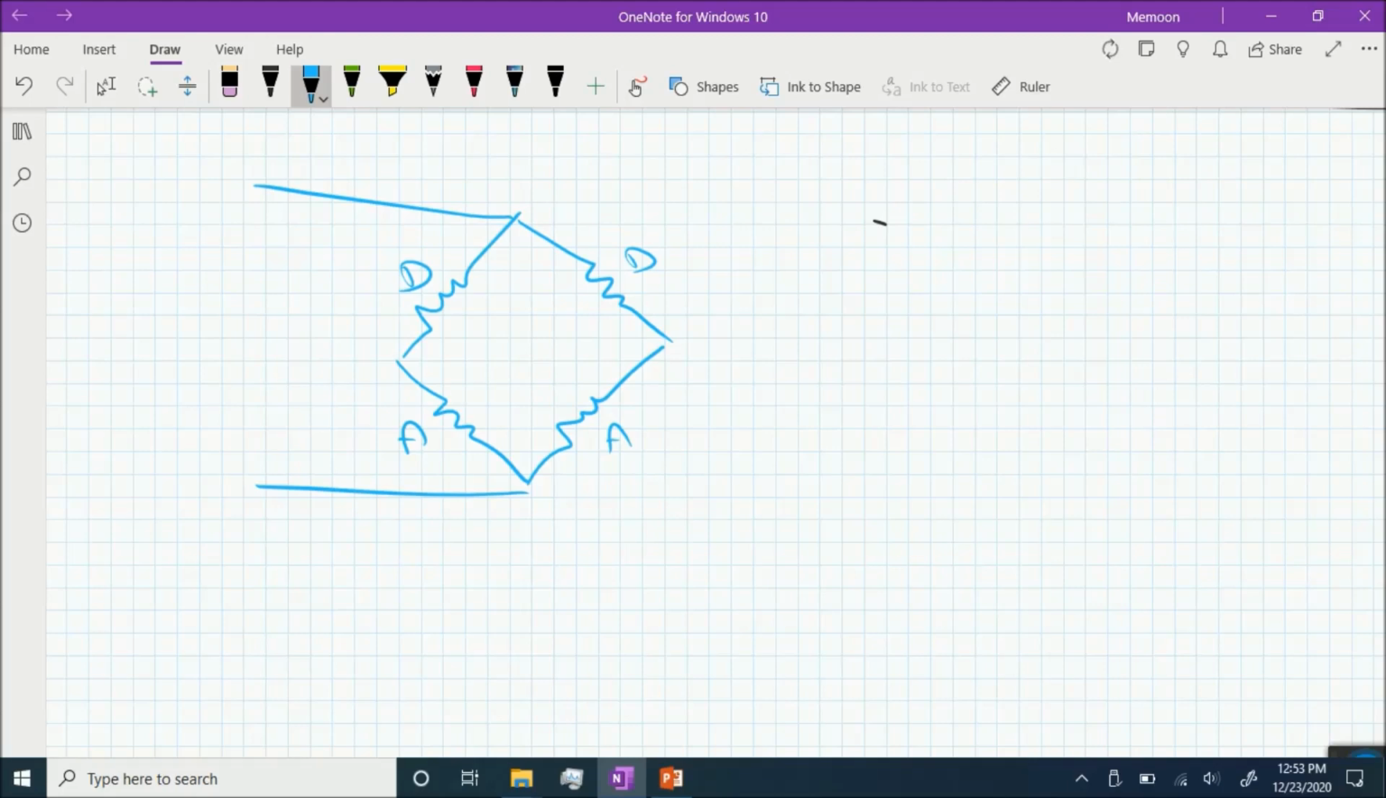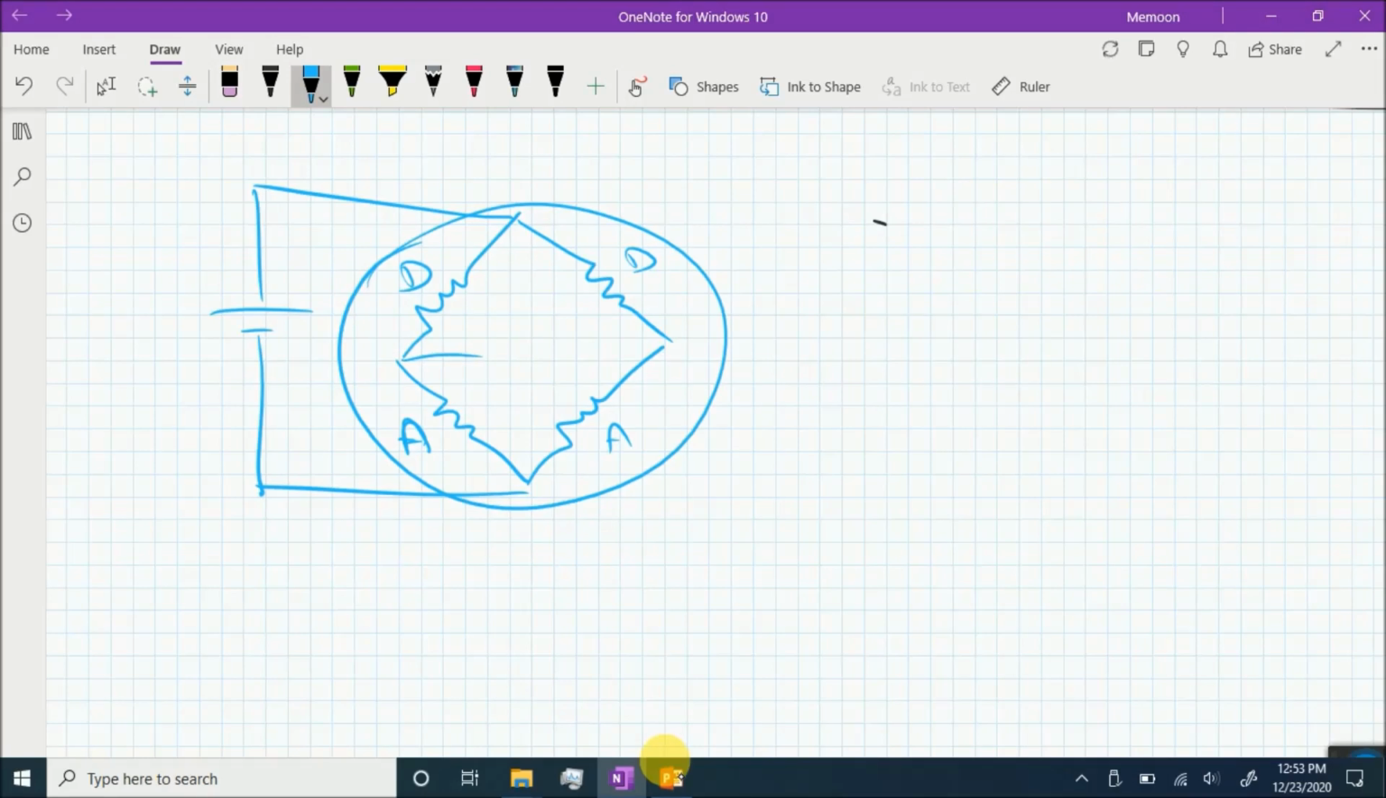So again, let's assume that this bridge is at null condition initially. So if there is any change in resistance due to temperature, all these four sensors will be affected equally, and the net effect at the output will be 0 volt.